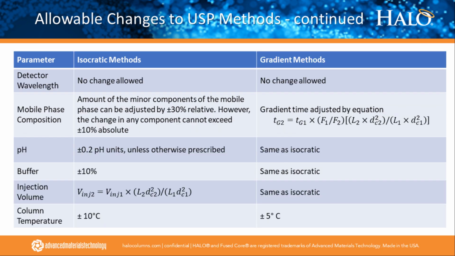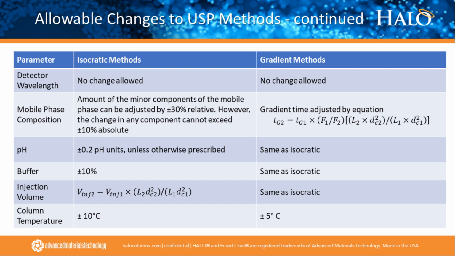So continuing on with the allowable changes, there is no change allowed to detector wavelength for both isocratic and gradient methods. In terms of the mobile phase composition, for isocratic methods, the amount of the minor components of the mobile phase can be adjusted by plus or minus 30% relative. However, the change in any component cannot exceed plus or minus 10% absolute.